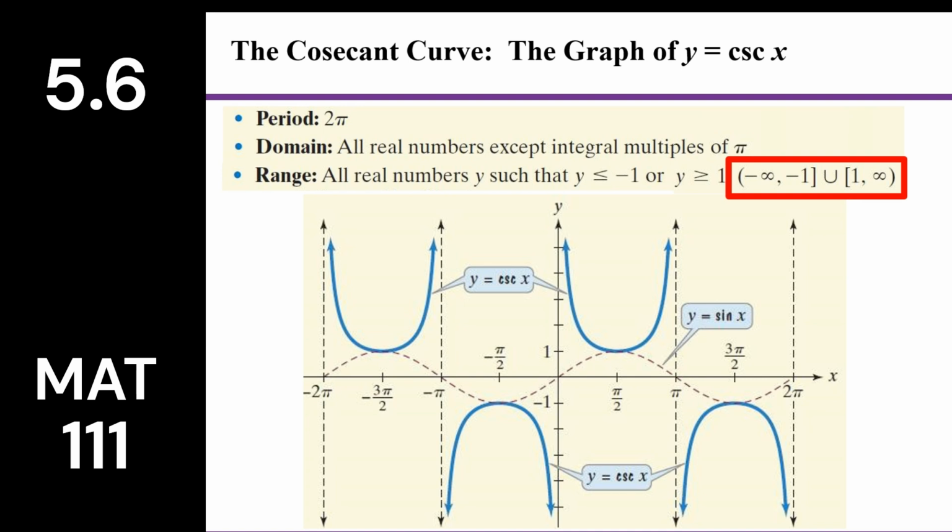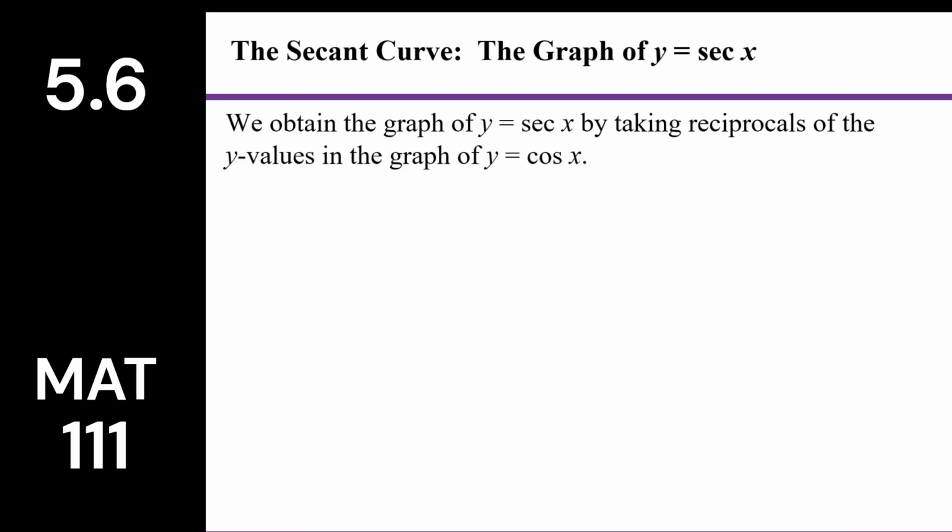The U is the union symbol, so we combine that with all the points that go from 1, including 1, all the way up to positive infinity. Finally, let's look at y equals the secant of x.